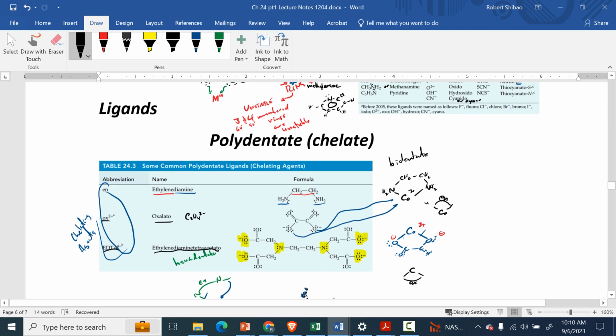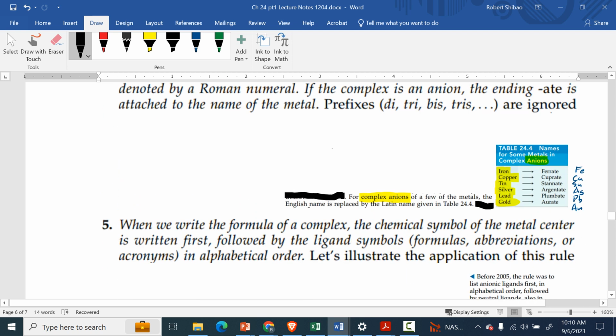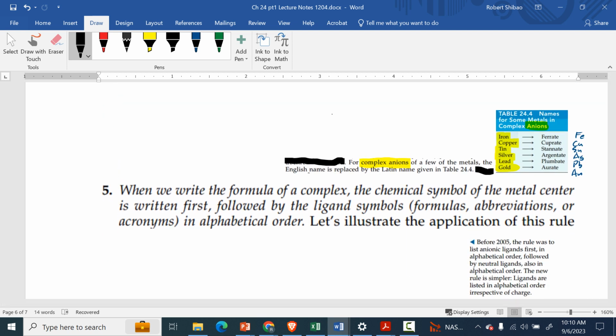what are the special ones here? Iron is ferrate, copper cuprate, tin stannate, silver argentate, lead plumbate, gold aurate. So we have to remember these, the ones with the funny formulas.